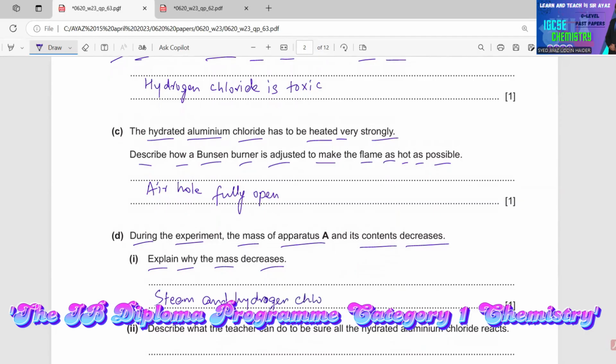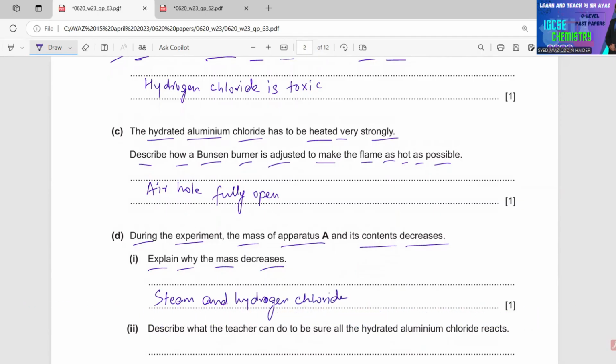Steam and hydrogen chloride gases are released.